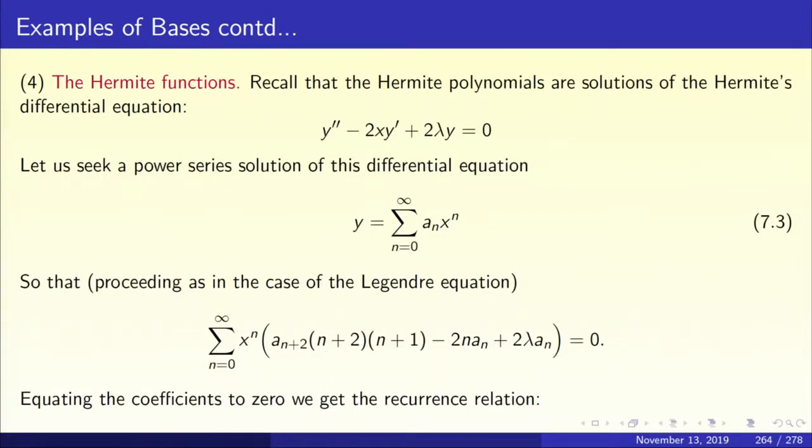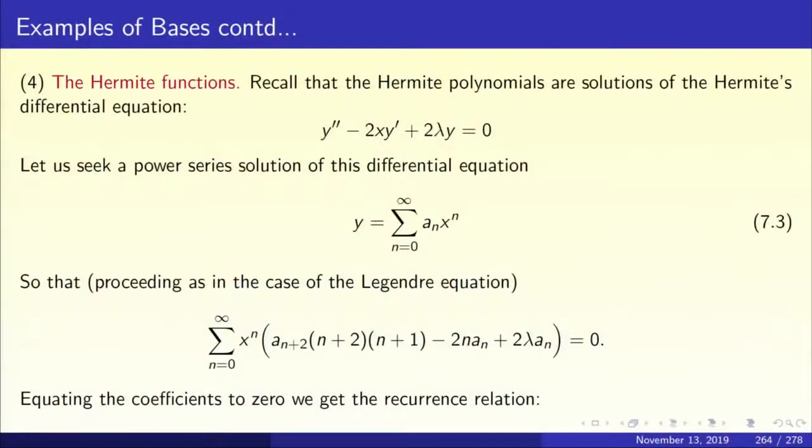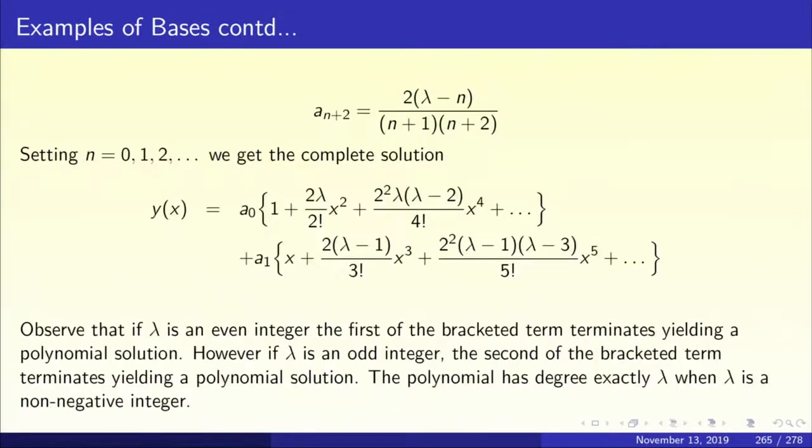Summation n from 0 to infinity, the x^n is common, all the terms have x^n, all summations go from 0 to infinity. And then what is the coefficient of x^n? a_{n+2}(n+2)(n+1) - 2n a_n + 2λ a_n = 0. This power series must be identically 0. And when is a power series identically 0? When all the coefficients are equal to 0. So we must equate all the coefficients in the last display in this slide, and we'll get the recursion formula for the successive coefficients of the Hermite equation.